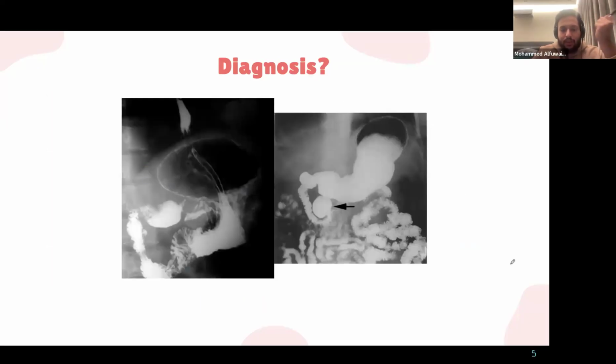Moving on is that you have this patient over here. Now, where in the bowel are we looking at? Where in the intestine? Which part of the intestine are we looking at? Duodenum. So what type of diverticulum is this?